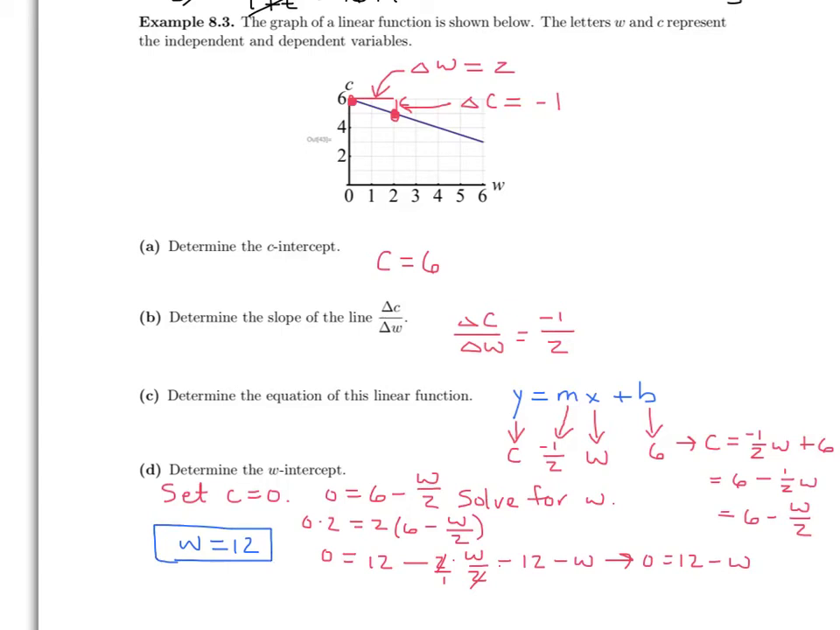Does that make sense if we go back and look at our graph? If we go over and look at our w-axis, 12 would be right about here. Does it seem possible that the graph would intersect the w-axis right out here at 12? I think so, because if the graph continued this way, it would meet the axis somewhere out here.